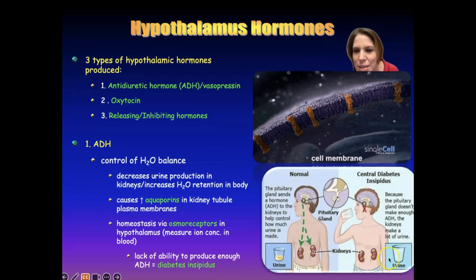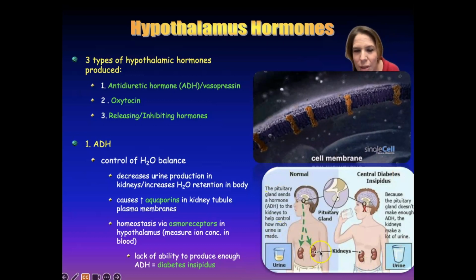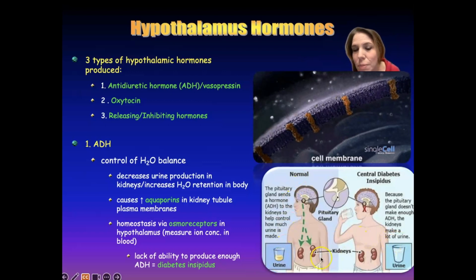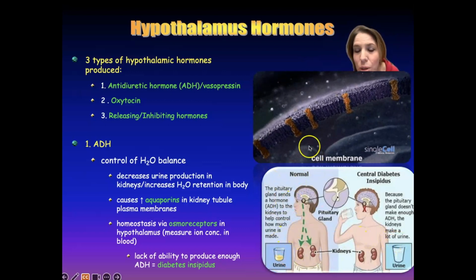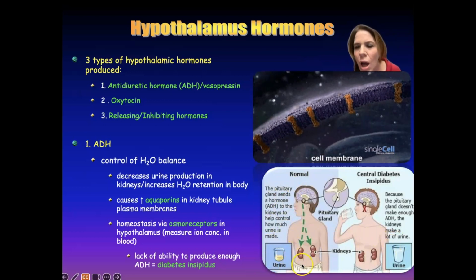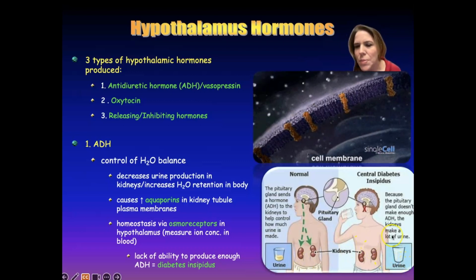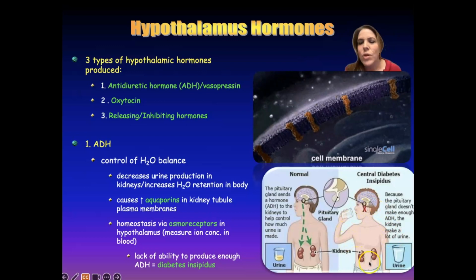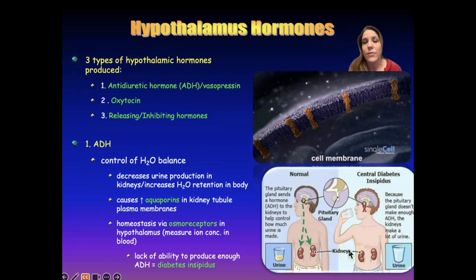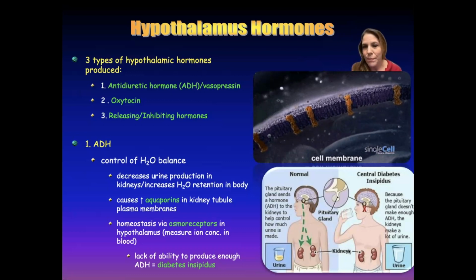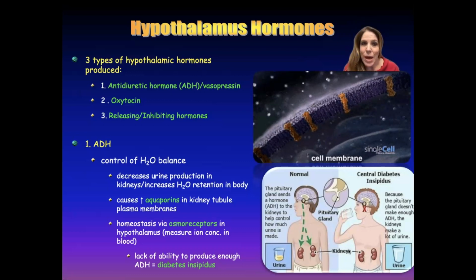And so you can see this little graphic here, which will tell you about the difference, for example, in urine between someone who's normal and can produce enough ADH compared to someone who does not have the ability to produce ADH, and therefore the kidneys are going to produce a lot of urine because they're not getting that signal to reabsorb the water. All right, so I hope that makes sense.